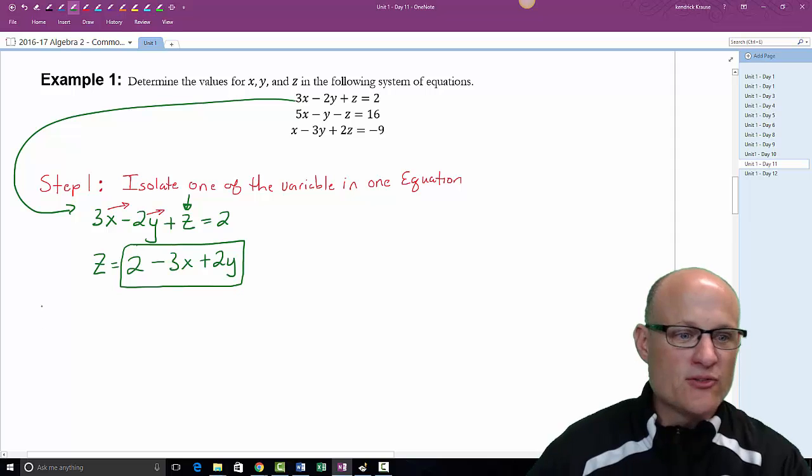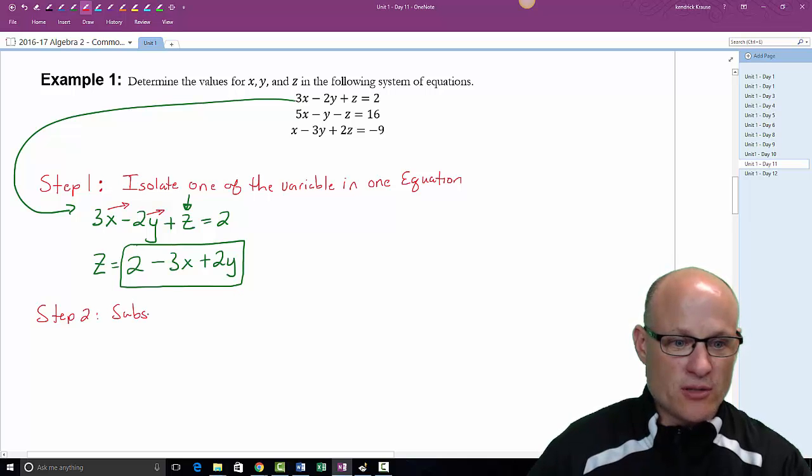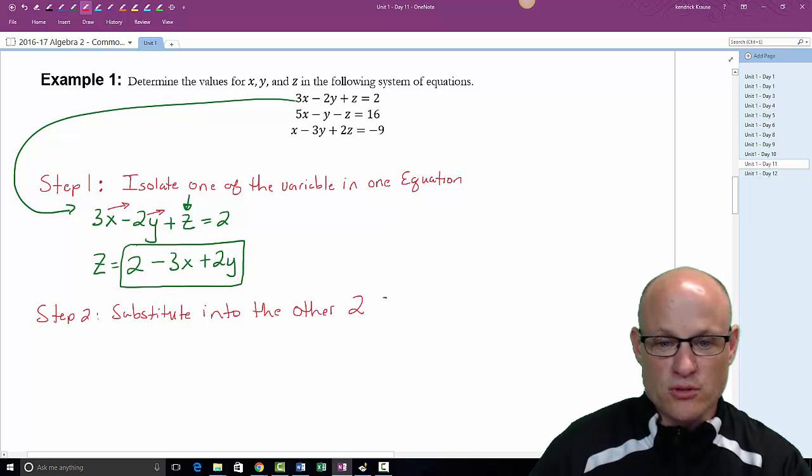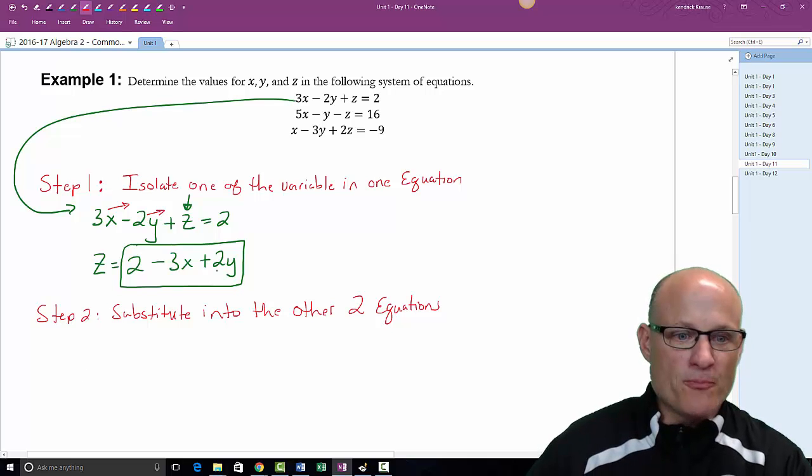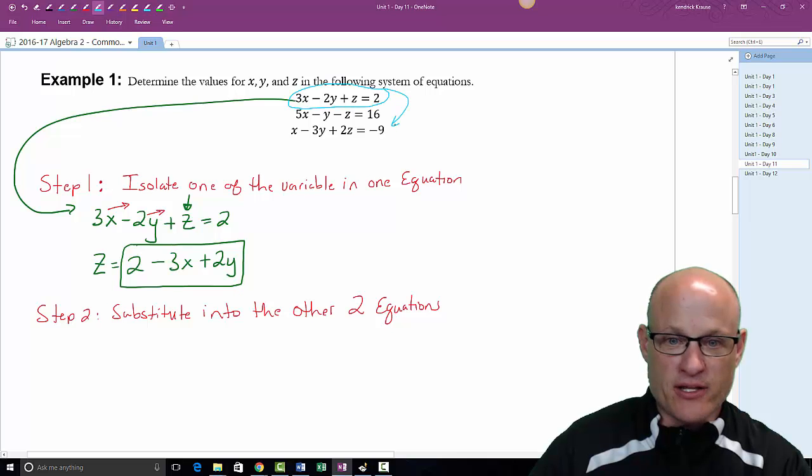Step 2. Substitute into the other two equations. Okay, so this is what z is. So I'm going to do the first equation. We've already solved for the second one, I've already used this equation. So now I'm going to take what I learned and put it into these two equations.